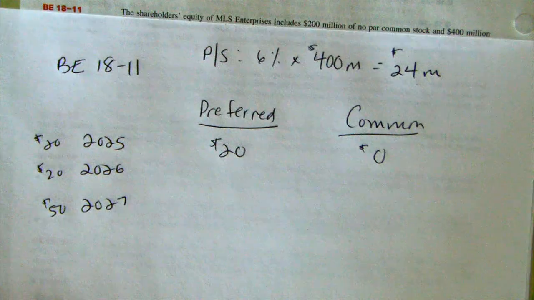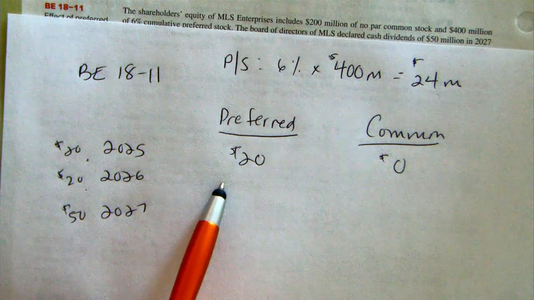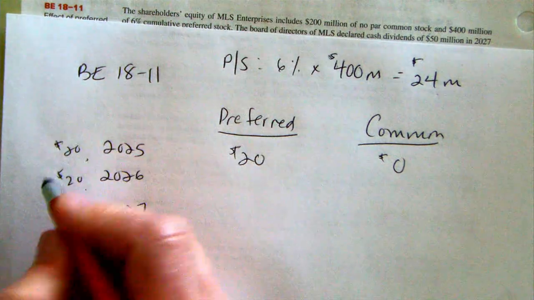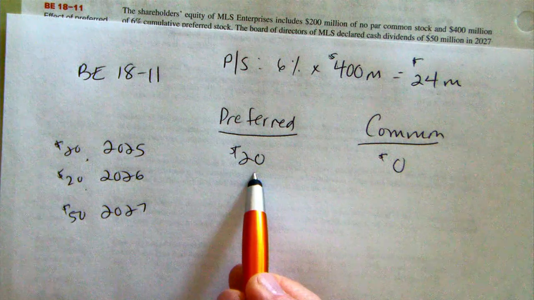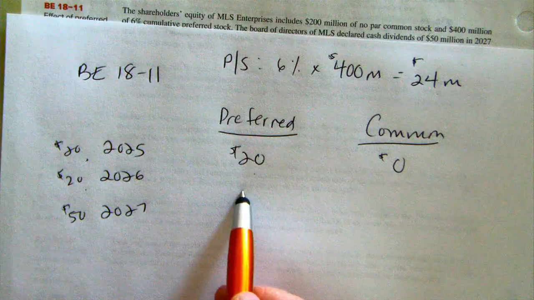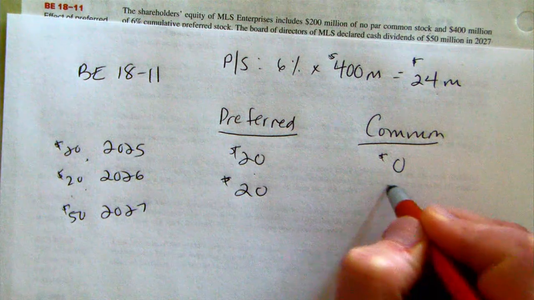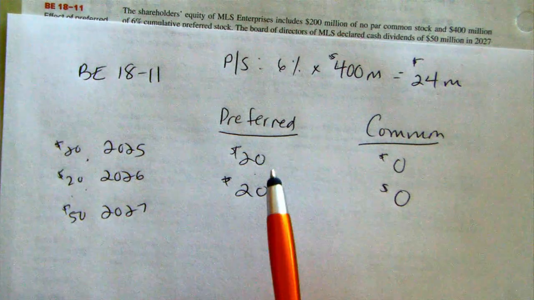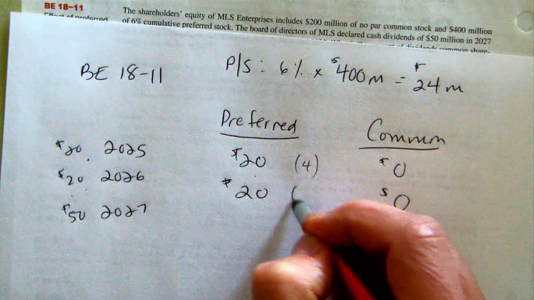Now, I like to keep a running total somewhere. We still owe the preferred another 4 from 2025, right? We owe them another 24 in 2026, but we only have 20 to distribute. So that's 20 there, and again, 0 for common. So now at this point, you owe them 4 here and 4 here, which is a total of 8.